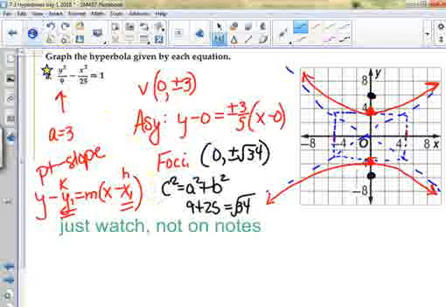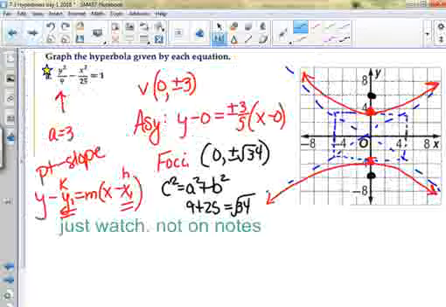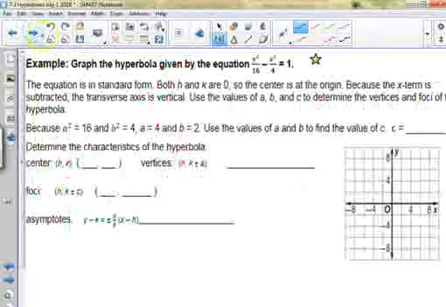Okay, is that what it has on your paper, guys? Yes? Does it even have that one? No, it doesn't even have this one, does it? Maybe, I don't know if it does, but we're going to do this one real fast.